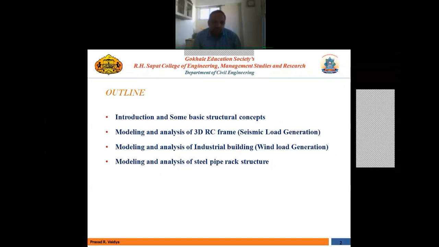Wind load generation is again a very important parameter once you go for industrial building, because in most cases for these industrial buildings the wind load governs, and seismic load may not govern. The reason is again the same one. The steel structure will have less weight and it is flexible compared to the RC building. So generally wind load will govern there.